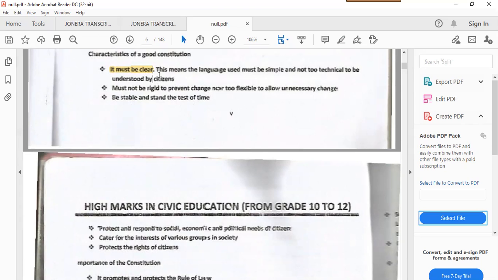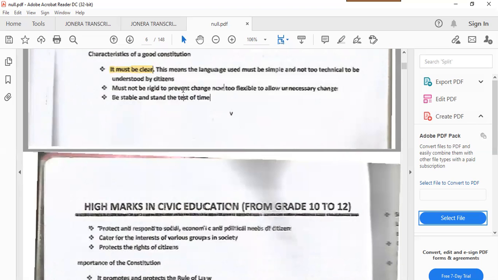So it has to be very clear because everyone is a Zambian citizen regardless of your occupation, whether you have a very high paying job or a low paying job, you're a Zambian citizen and you need to understand your constitution. So to be fair on everyone's level of education, a constitution has to be very clear. So these are the characteristics of a good constitution.